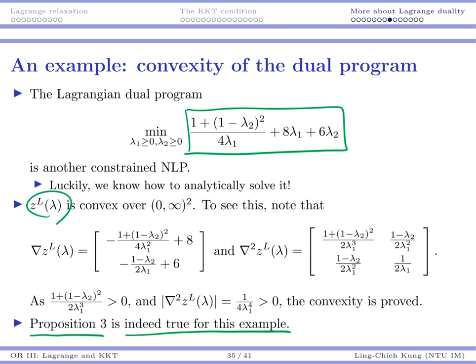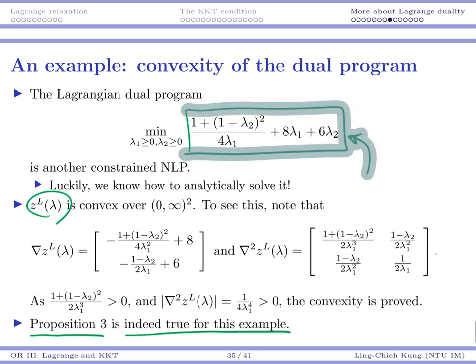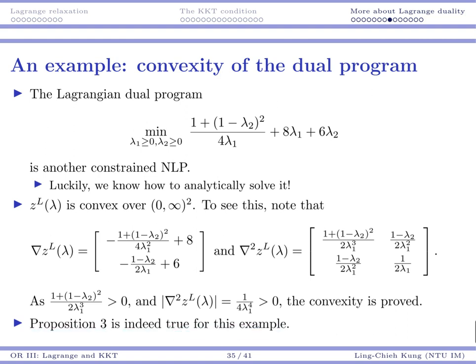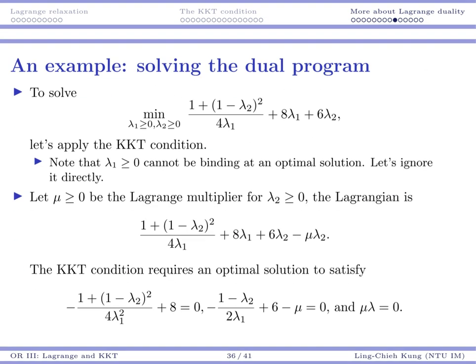Even though this function looks weird somehow, you have this division, you have this ratio, but still it is a convex function of lambda. And now let's try to solve this problem by applying the KKT condition.